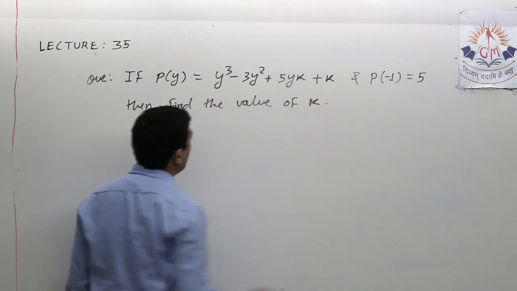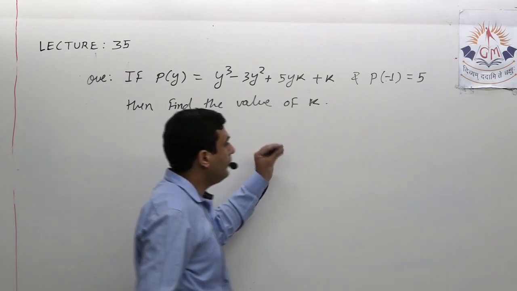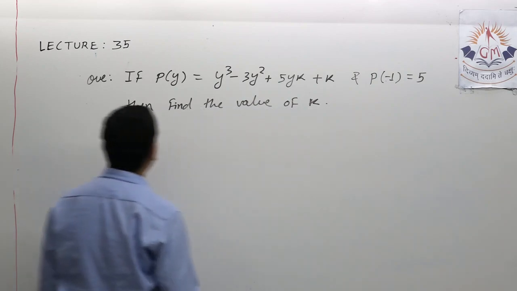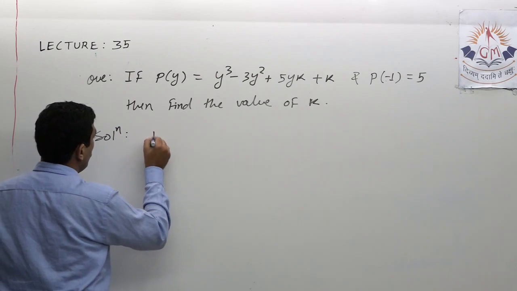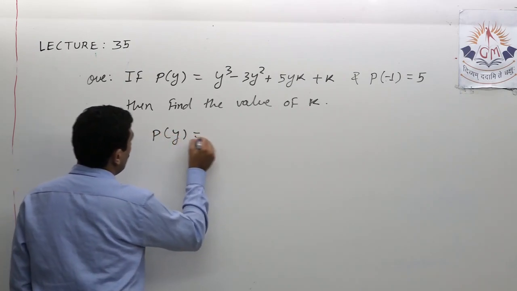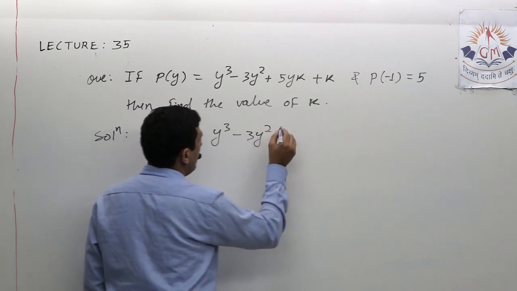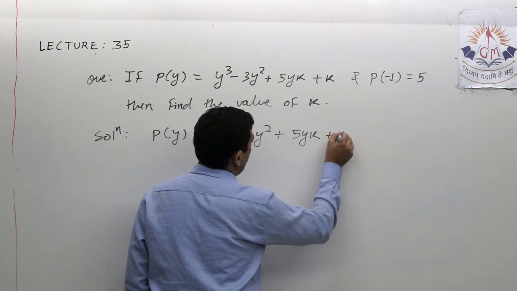Okay, so again there is a polynomial, and it is also given that the value of that polynomial at minus 1 is equal to 5, then you obtain the value of k. Let us see its solution. So p of y is equal to y cube minus 3y square plus 5y k plus k.